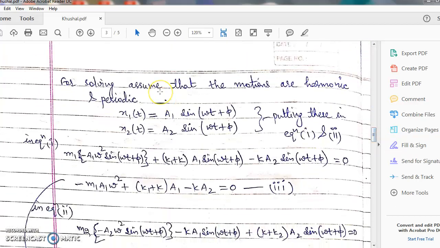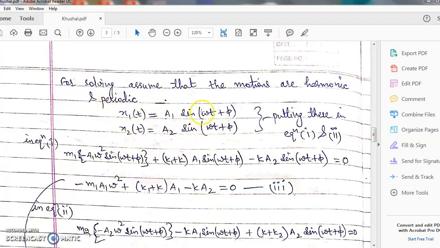Now I am assuming that the motions are harmonic and periodic. Let's say x1 of t is equal to a1 sin(omega t plus phi) and x2 of t is equal to a2 sin(omega t plus phi). Why are we assuming this? Because we know in the previous cases of single degree of freedom, the solution xp of t, that is the steady state response, is something like a sin(omega t plus alpha or minus alpha). Okay. So keeping that in mind, I'm assuming this as my solution.